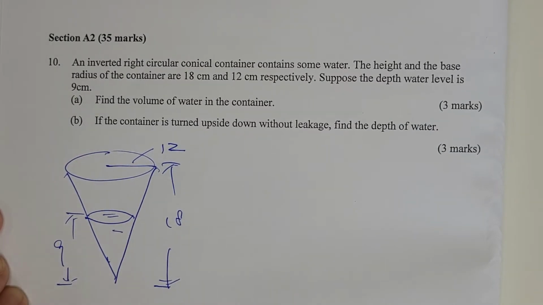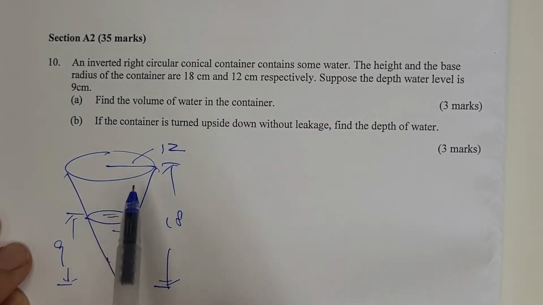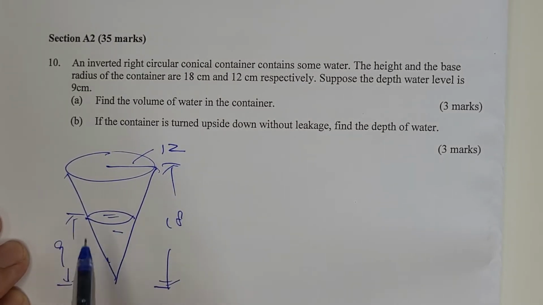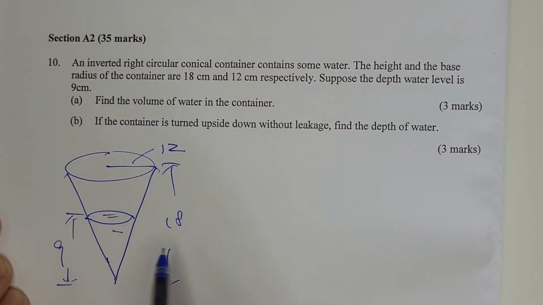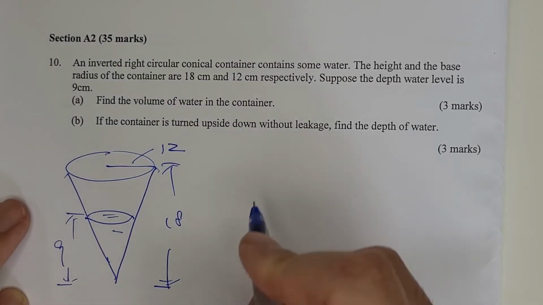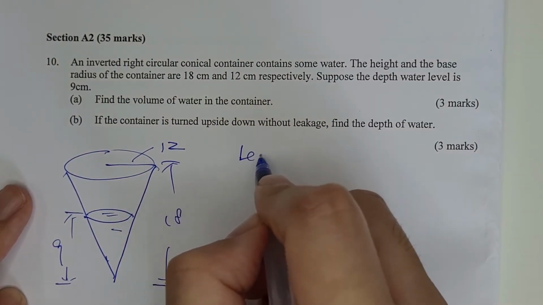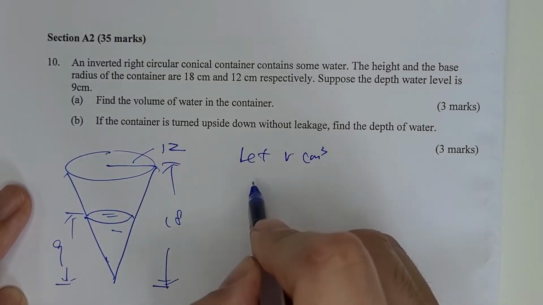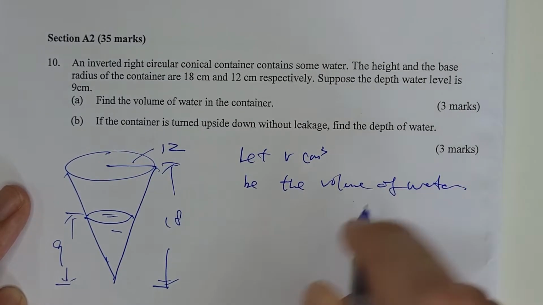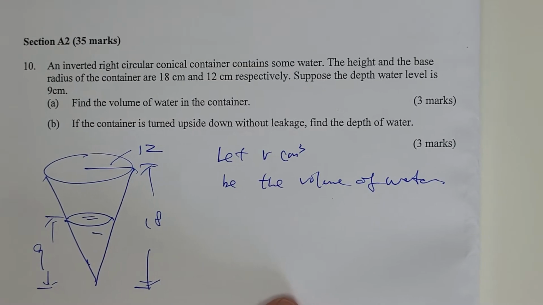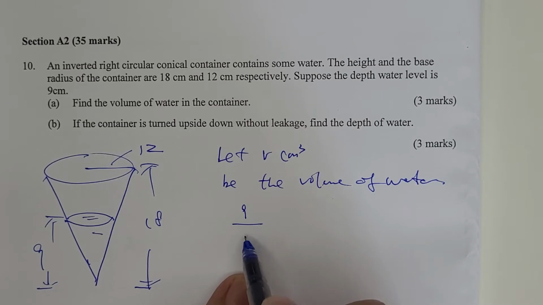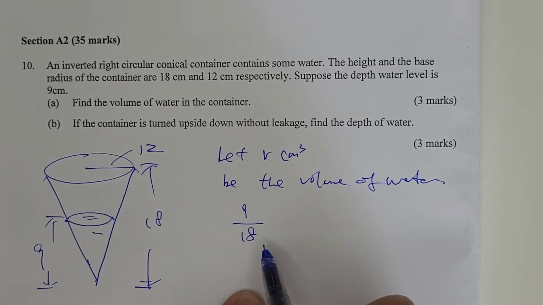As you can see, the big cone is similar to the small cone. So we can use the concept that the length ratio taken to the power 3 equals their volume ratio. Okay, so let V cm cubed be the volume of water. The length ratio, okay, the height of water 9 and the height of the container 18. That is the length ratio.